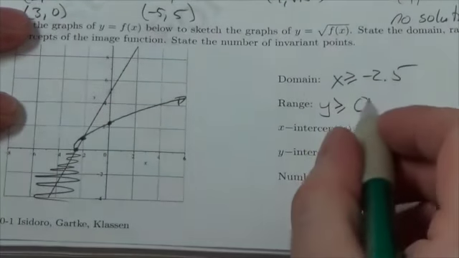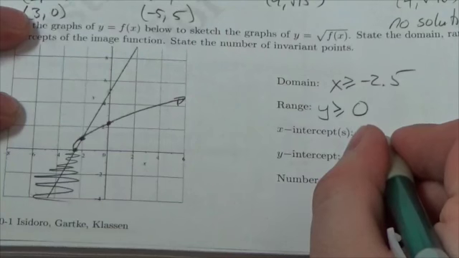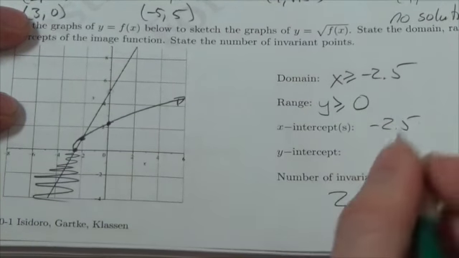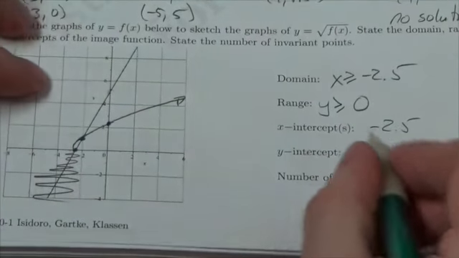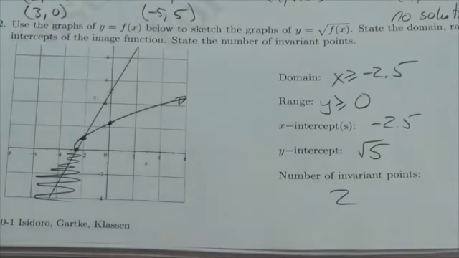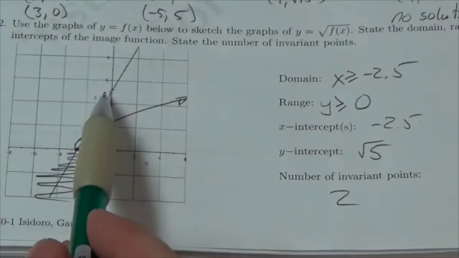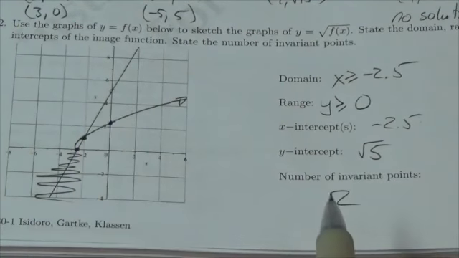The x-intercept doesn't change, so the x-intercept is still going to stay -2.5. And my y-intercept will be √5. The y-intercept of the original was 5, so the y-intercept of the transformed function will be the square root of that.